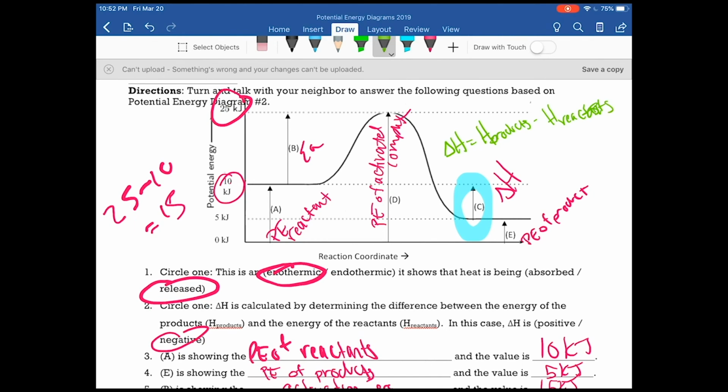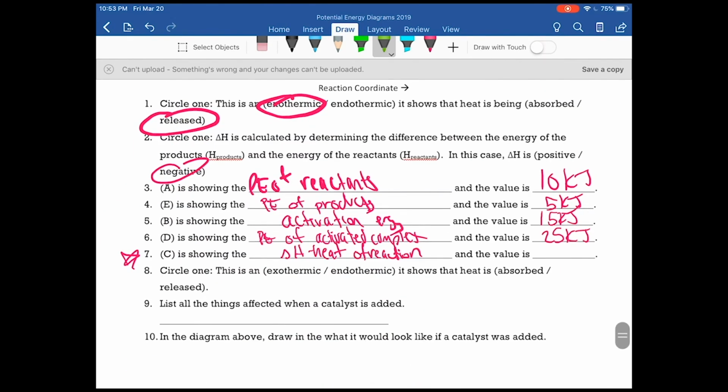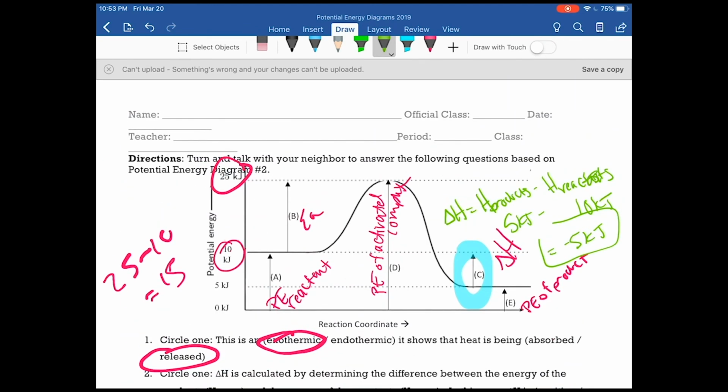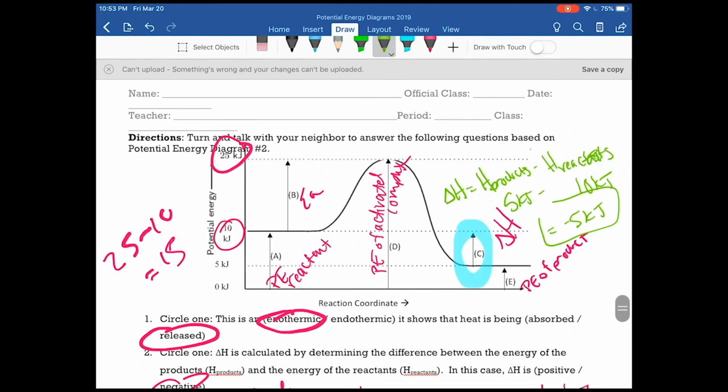Okay, moving ahead, number 7. The delta H is still essentially final minus initial, so products minus reactants. The energy of our products is 5 kilojoules. The energy of our reactants is 10 kilojoules. 5 minus 10 is negative 5. That negative 5, the 5 is the energy, but the negative means energy is released, and that's exothermic. So you're able to tell if a graph is exothermic by just looking at it, or you can further calculate the value. 9 and 10 are essentially the same as the first one.